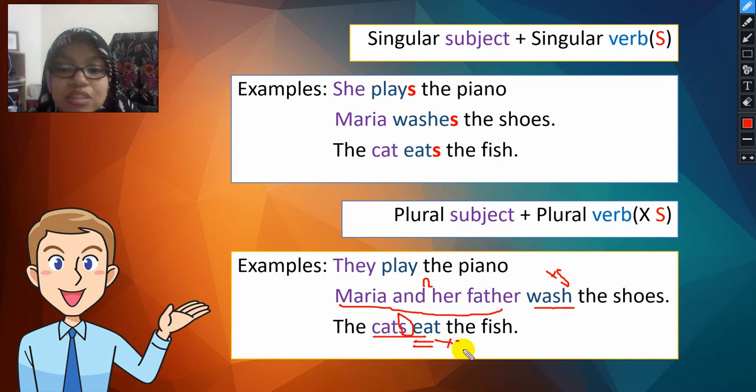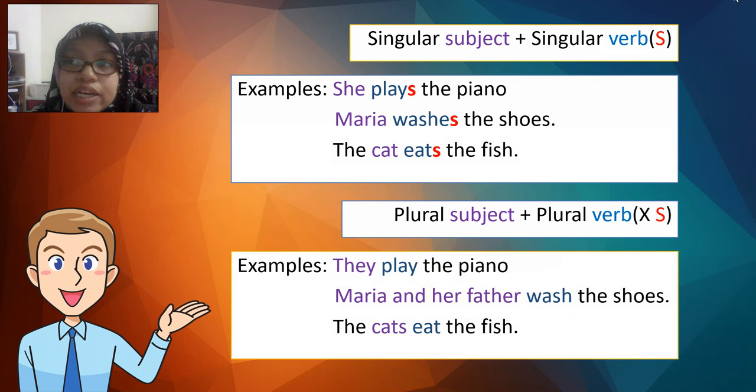So this is the subject-verb agreement. When you make simple sentences, you must know the subject-verb agreement. Okay, so we move to the next slide.